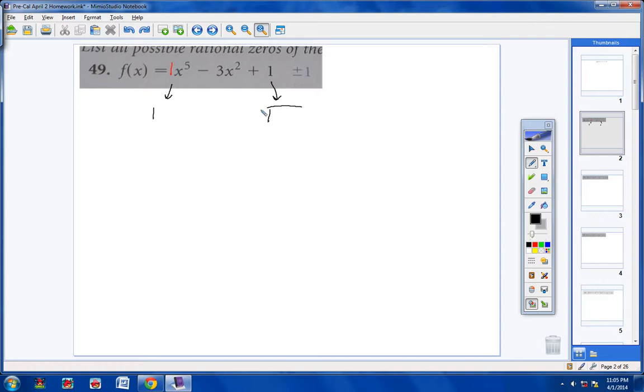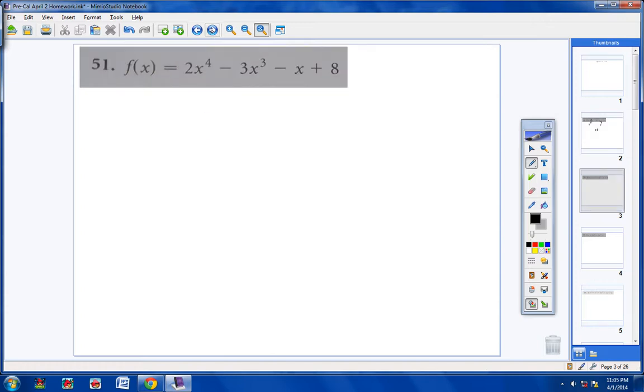Then you take all your numbers over here and you put them on top of all the numbers over here. So we have a 1 on the right side, and we put that on top of the 1 on the left side. So 1 over 1 is 1, and you put a plus minus in front of it. So if there are any rational zeros for this function, I'm not saying there are, but if there are, they will be at either positive 1 or negative 1, or there won't be any.